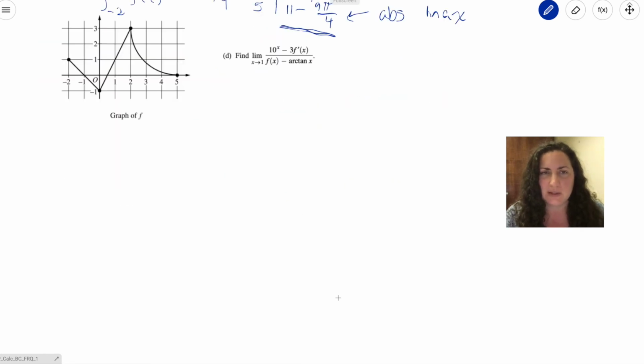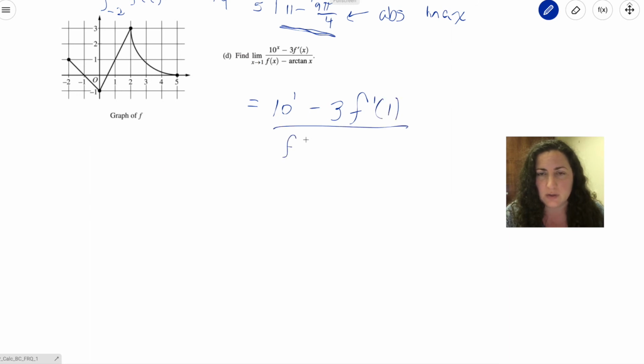So part D is a limit. Generally speaking, when you evaluate limits, a good first step is just to try to plug in the number. Now, for most limits, you might get some kind of an indeterminate form, like 0 over 0, or infinity over infinity. But occasionally you will actually get a numerical value, which is what's going to happen here. So we're just going to plug in 1 for x and see what happens.